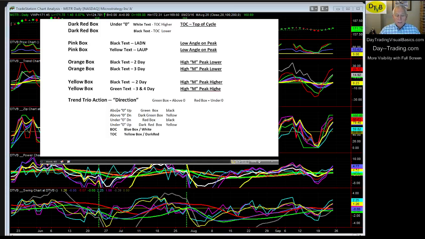And if the trend trio is in a BOC pattern, that would be at the bottom of a cycle. Now the trend trio is starting to turn and go up. Then it's a blue box with white text. And a TOC pattern on the trend trio is a yellow box with dark red text. And that column is quite valuable. That will tell you a lot.